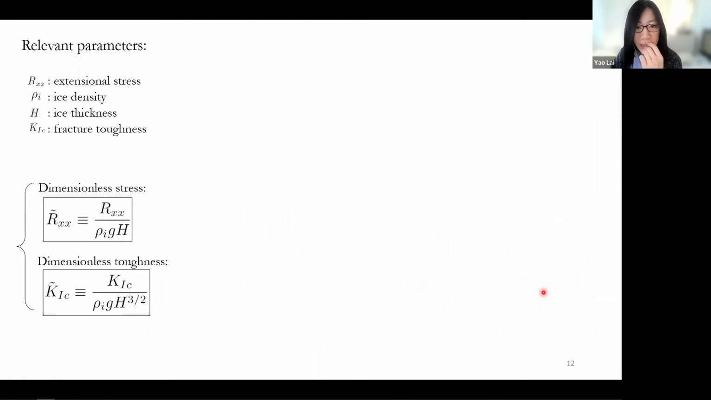And next, it is useful to non-dimensionalize our equations to obtain 2 different dimensionless numbers. The first is the dimensionless stress, and that's the opening stress rescaled by the closing overburden stress of ice. The second dimensionless number is the dimensionless toughness, and that's the fracture toughness rescaled by the density times the gravitational acceleration times the thickness to the power of 3/2.